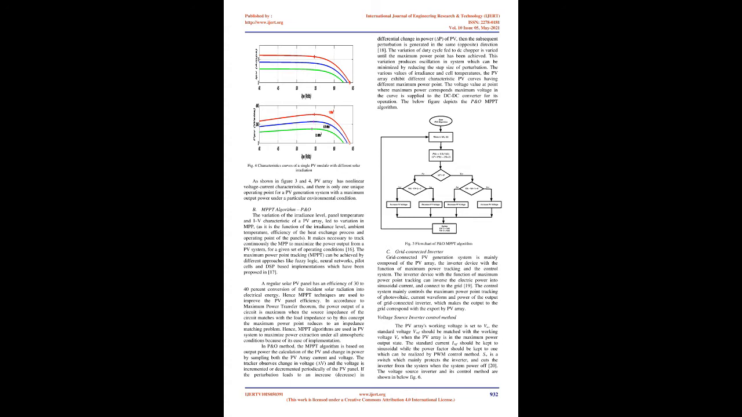Maximum power point tracking, MPPT, can be achieved by different approaches like fuzzy logic, neural networks, pilot cells, and DSP-based implementations, which have been proposed. A regular solar PV panel has an efficiency of 30 to 40% in converting the incident solar radiation into electrical energy. Hence MPPT techniques are used to improve the PV panel efficiency.